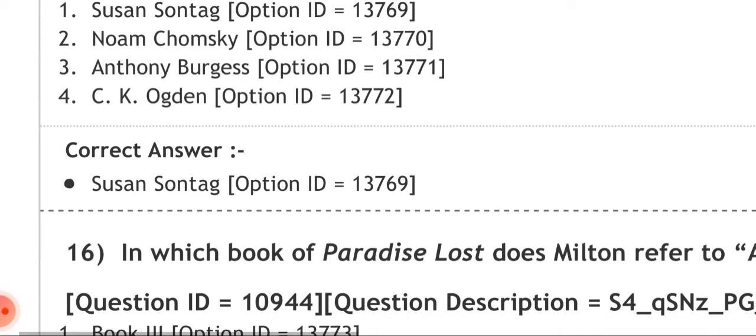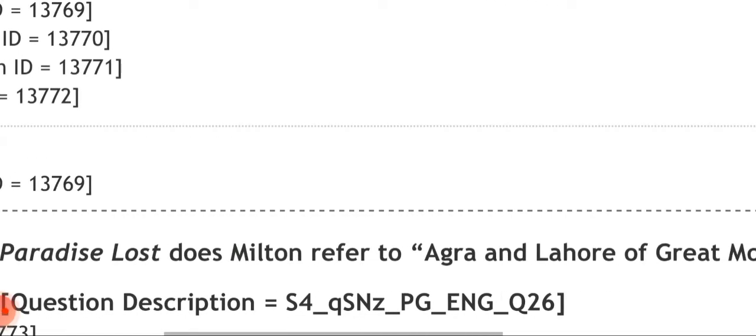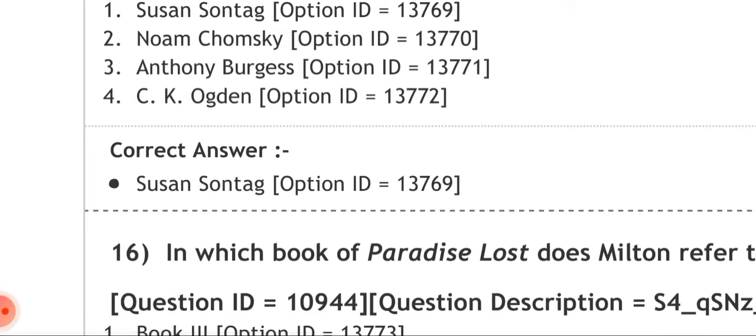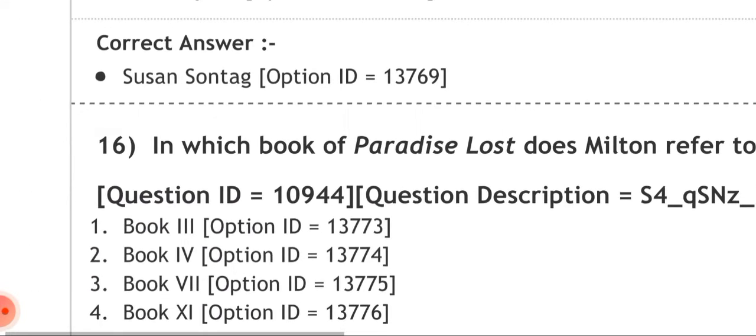Next question. In which book of Paradise Lost does Milton refer to Agra and Lahore of the Great Mogul? Number one is book 3, second is book 4, number 3 is book 7, number 4 is book 11.